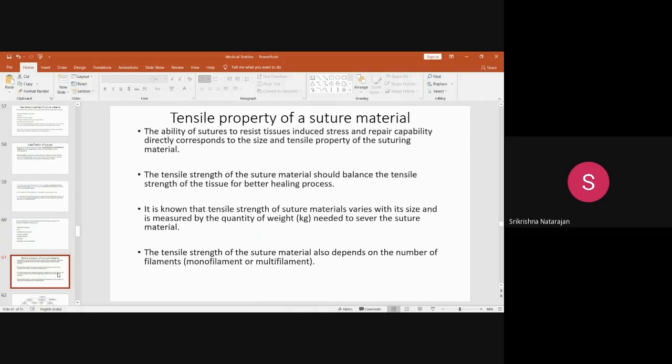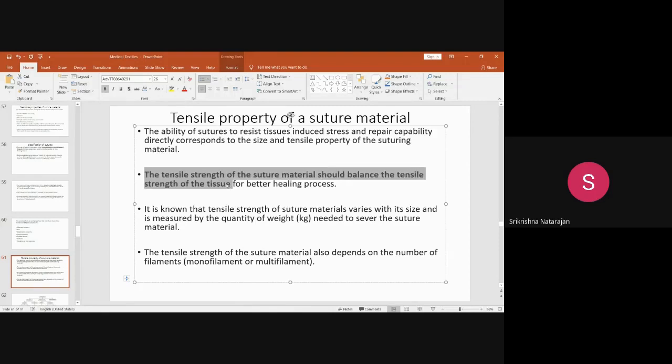Very important thing. The suture material, whatever tensile strength it has, that should match with the tensile strength of the tissue, because you are going to use it in the tissues. So the tissue tensile strength and the suture tensile strength should be matchable, so that you will get the better healing process. And the tensile strength of the suture material will vary with the size.